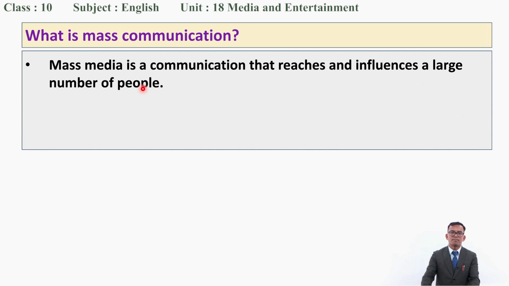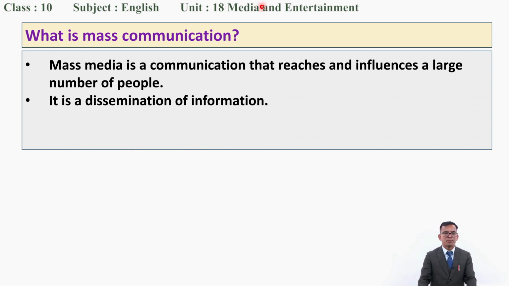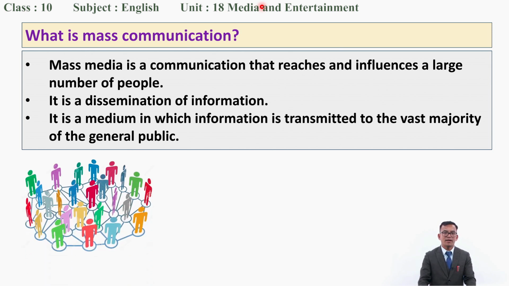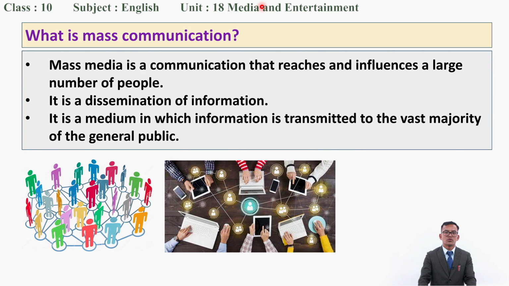Good. You're right. Mass media is a communication that reaches and influences a large number of people. It is dissemination of informations. So more ideas? Good. It is a medium in which information is transmitted to the vast majority of the general public. You can see in the pictures. We do not communicate just with a single person, but a vast majority of the people.